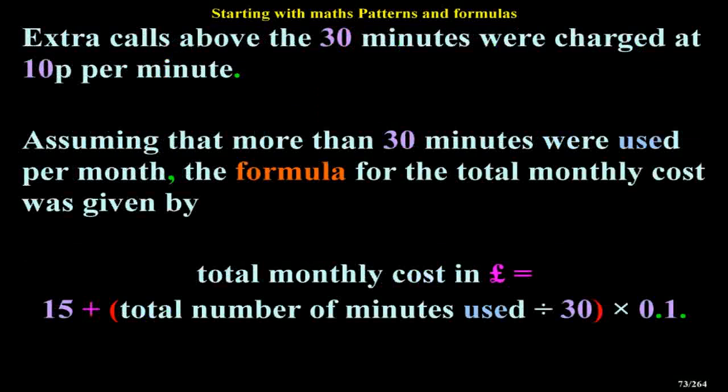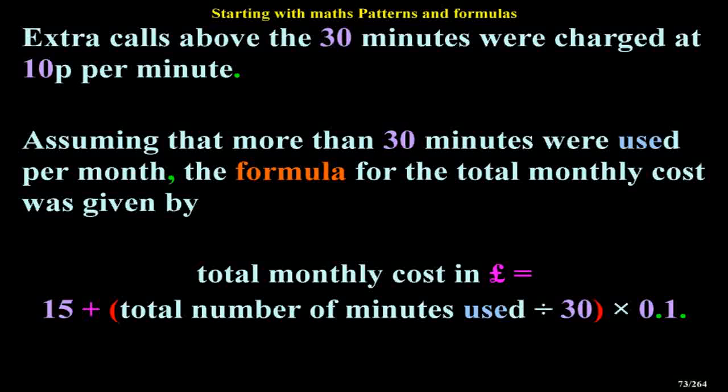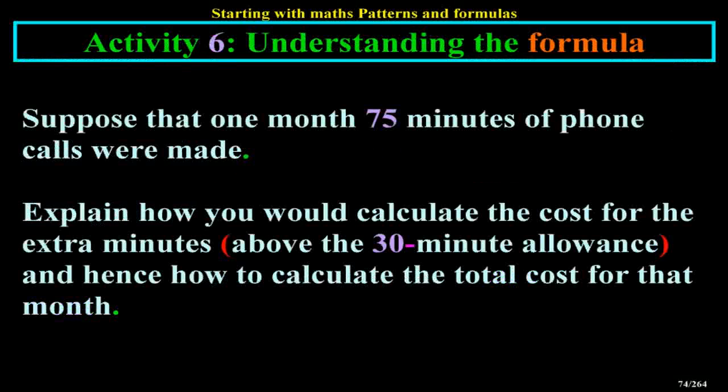Assuming that more than 30 minutes were used per month, the formula for the total monthly cost was given by total monthly cost in £ equals 5 plus (total number of minutes used minus 30) times 0.1. Activity 6. Understanding the formula.